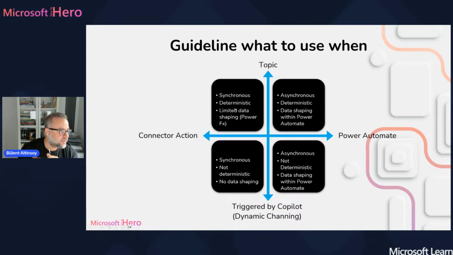For example, let's say I need something synchronous and deterministic, and I don't have so much data shaping there, so I can maybe use Power Fx. Then I can use a connection action or go within a topic. If it shall be more asynchronous, then you go more in the direction of Power Automate. And if you have data shaping and it's not deterministic, and you say, I don't care, please just generate me any kind of information, then maybe you go more with generative answers, which is now branded as triggered by Copilot. Previously, it was within a dynamic channel.